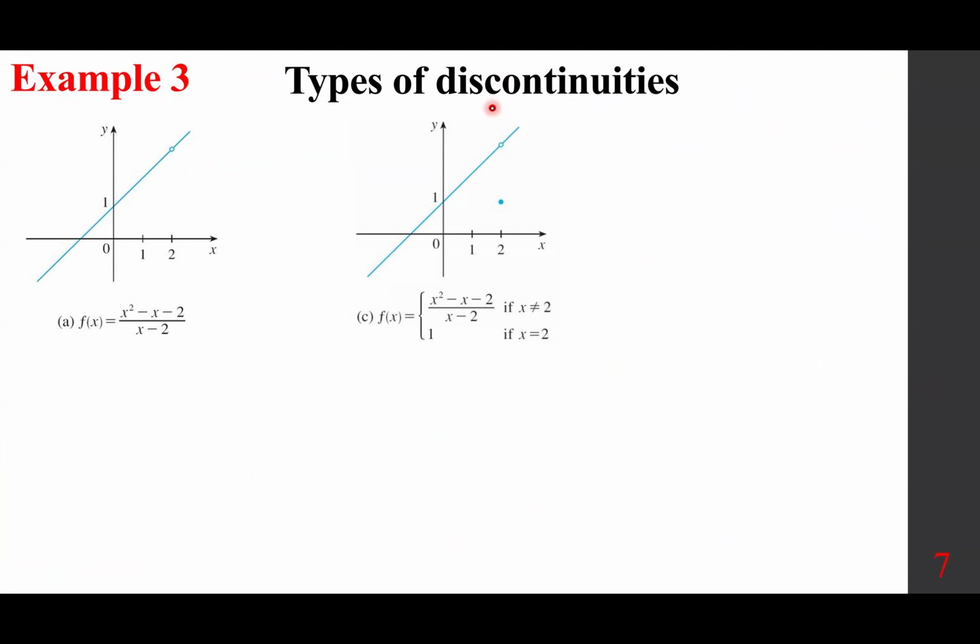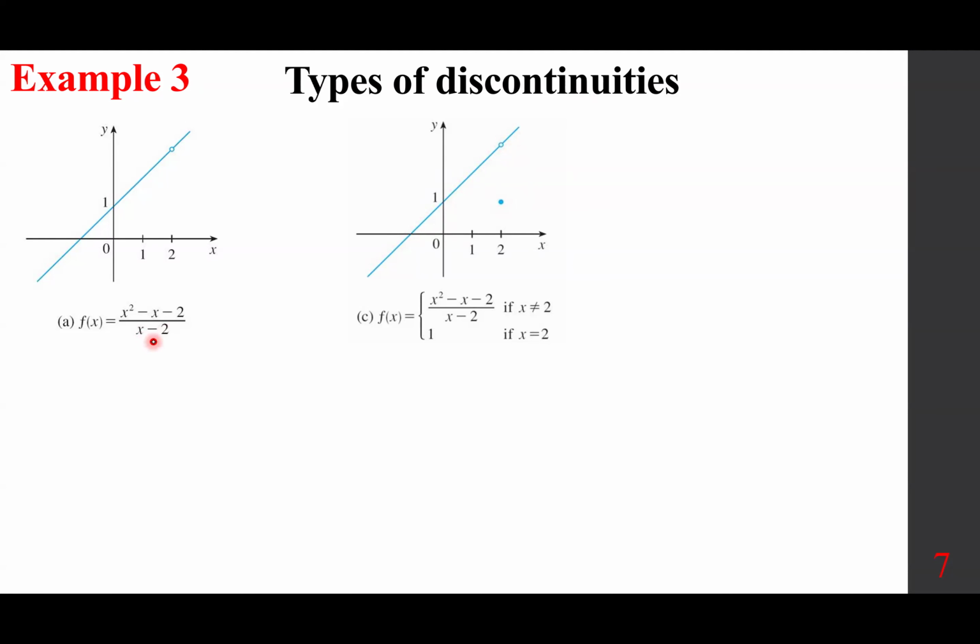Example 3, types of discontinuities. This is a line with a hole. That's the same line with a hole and a solid point. A rational function, when you graph it, you're supposed to put it in its lowest term.